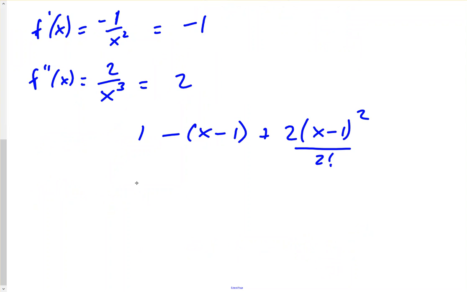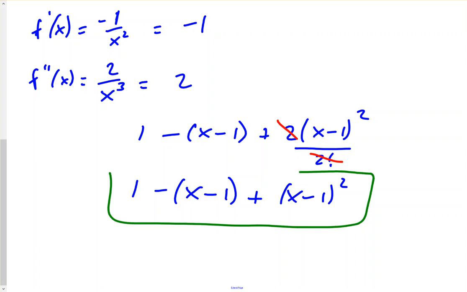So the final answer here, we have 1 minus x minus 1 plus, and then these two cancel, plus x minus 1 squared. Okay, so those will be the first three non-zero terms.